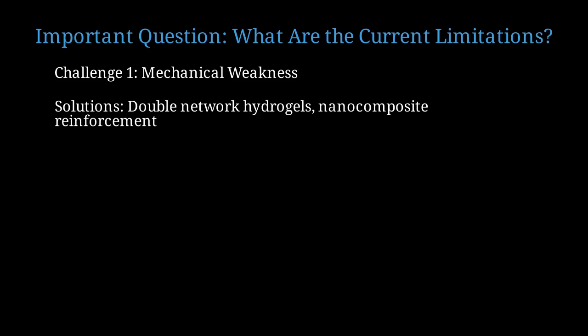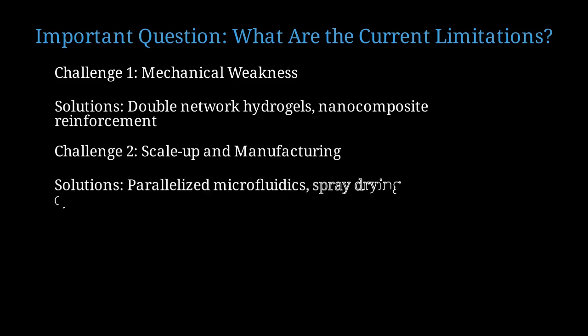Researchers are addressing this through innovative designs like double network hydrogels, which combine two interpenetrating networks with different properties. Nanocomposite hydrogels, incorporating nanoparticles or nanofibers, also show enhanced mechanical strength. The second challenge is scaling up production. Many fabrication methods like microfluidics work well in the laboratory, but are difficult to scale to industrial quantities. Solutions include parallelized microfluidic devices that run many channels simultaneously, and optimization of continuous processes like spray drying for more consistent quality at larger scales.